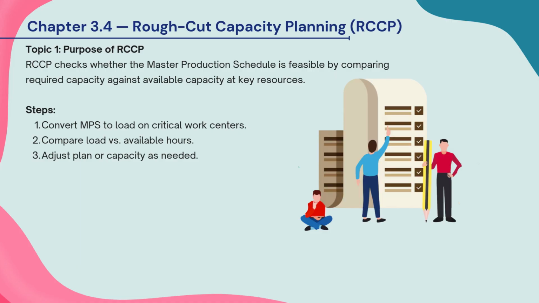Key steps: convert the MPS into required load on critical work centers. Compare this load with available machine or labor hours. Adjust the production plan or increase capacity where gaps exist. RCCP ensures the plan is feasible before moving into detailed scheduling.